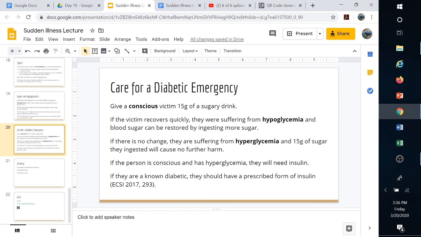So this could be a fruit drink, like fruit juice. Fructose gets in the system pretty quick. It's one of the easier simple sugars for the body to absorb. With hyperglycemia, 15 grams is not going to make that big of a difference, right? According to the literature. I'm referencing this. This is not my opinion.